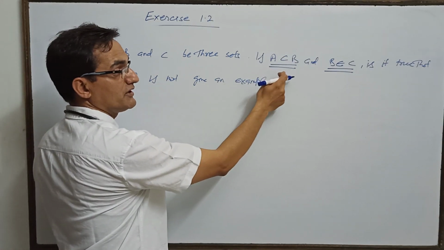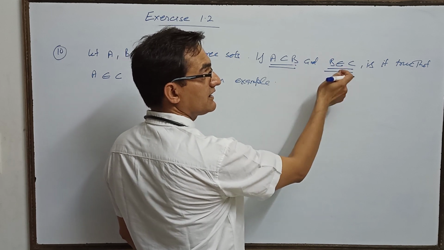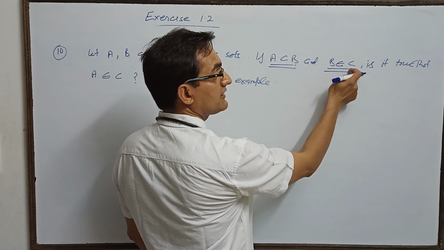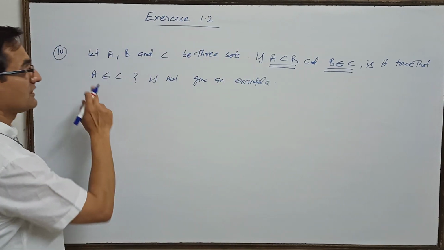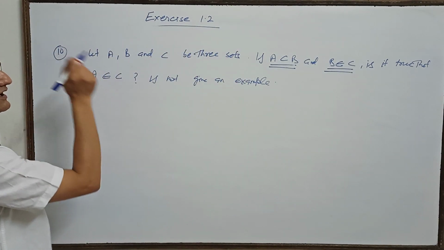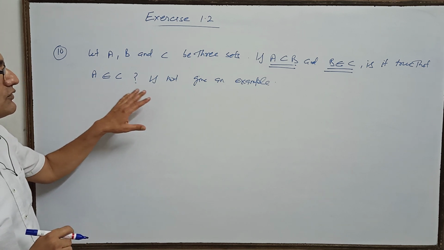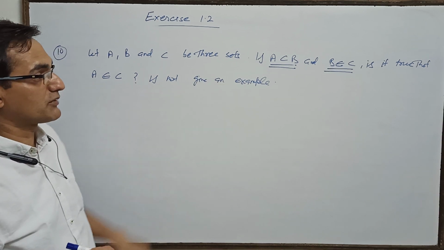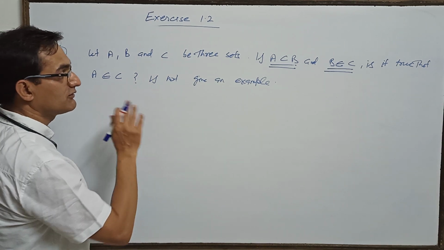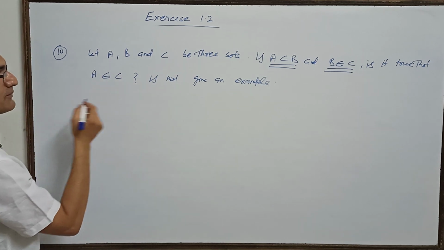A is a subset of B, ये condition है, and B, this set B contained in C, यानी B belongs to C. Is it true that A is also contained in C? So we have to tell whether it is true or not. If not, then give an example. So I will say it is not true. So let's write an example.